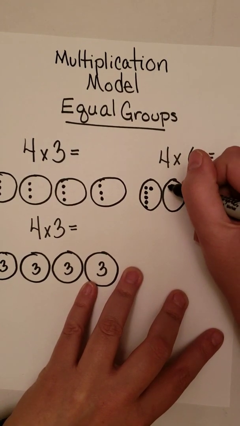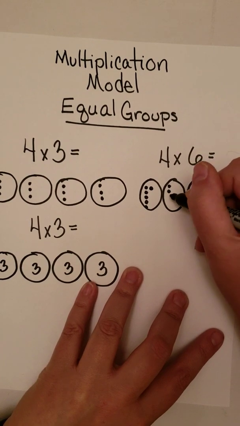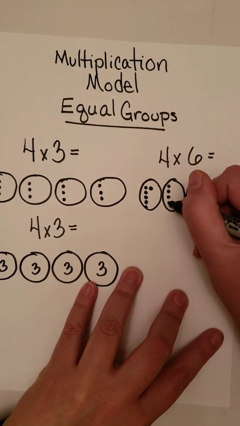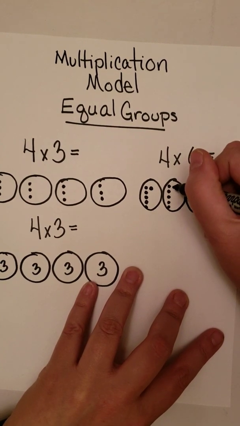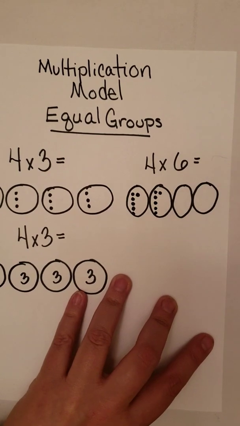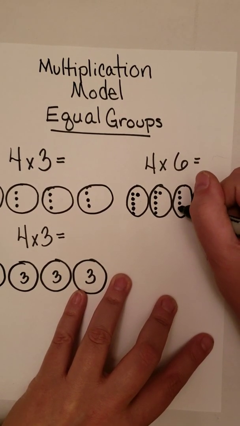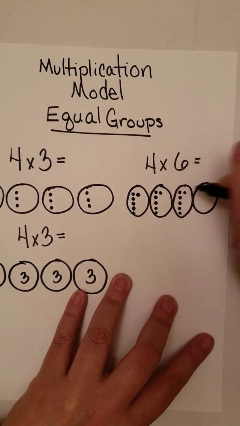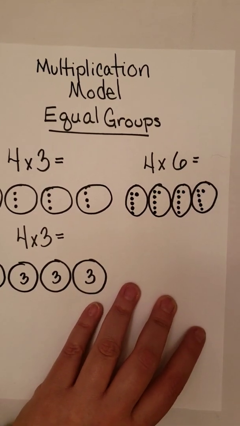You might remember 10 frames from kindergarten and first grade, maybe even second grade. And they're just a really nice model to organize when you have a number of pieces like 6. 1, 2, 3, 4, 5, 6. That's another way to model it.